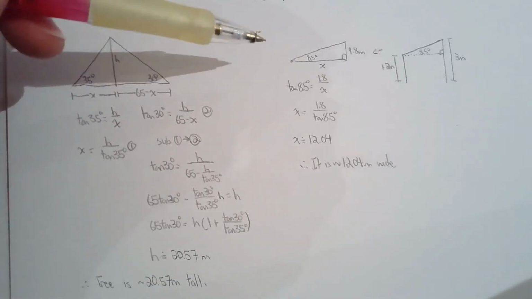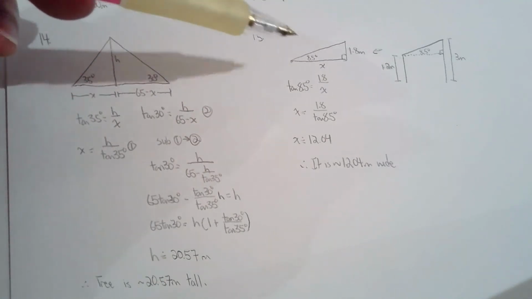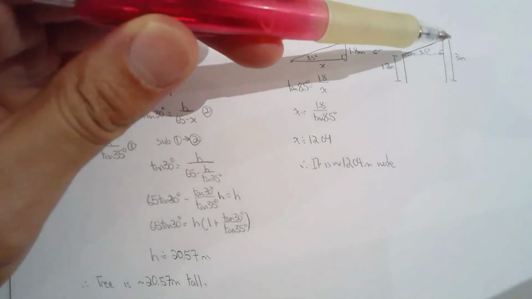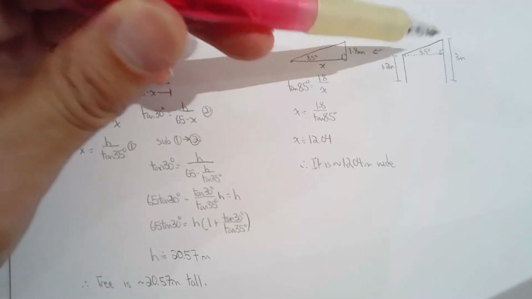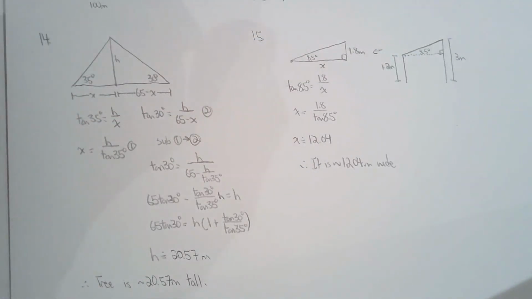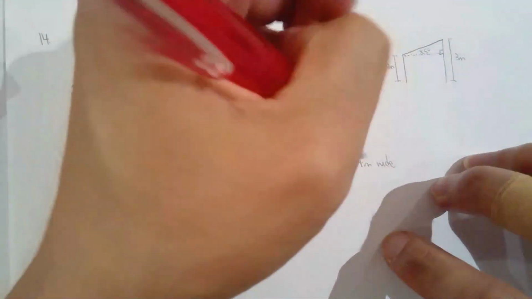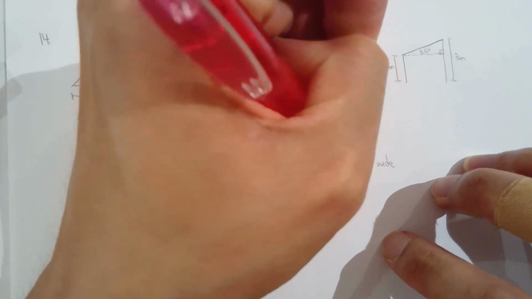Question 15, this one was not that bad, I think. You can actually solve for the side opposite to the 8.5 degrees because it's the difference between the 3 and 1.2. And once you get that done, you can use the tan ratio, and then you can solve for how wide the river is. 12.04. Let's make that a little nicer. 12.04 meters.